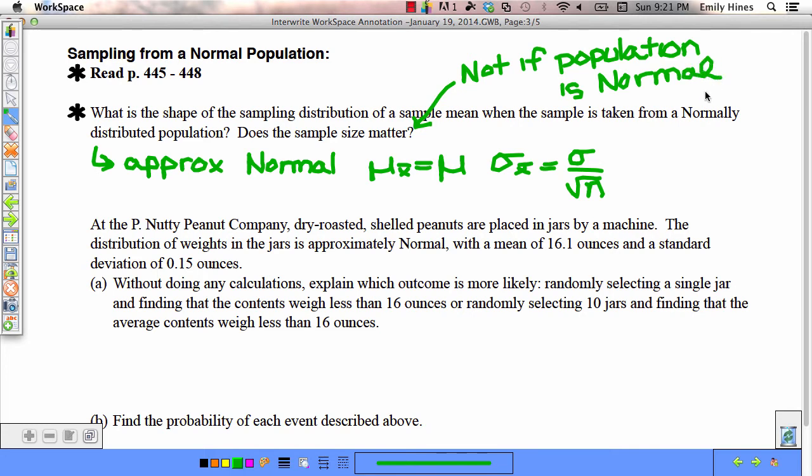Okay, so let's look at this. At the Peanutty Peanut Company, dry roasted shelled peanuts are placed in jars by a machine. The distribution of weights in the jars is approximately normal, with a mean of 16.1 ounces and a standard deviation of 0.15 ounces. So without doing any calculations, explain which outcome is more likely. Randomly selecting a single jar and finding the contents weigh less than 16 ounces, or randomly selecting 10 jars and finding that the average contents weigh less than 16 ounces. Okay, we're not doing any calculations at all.